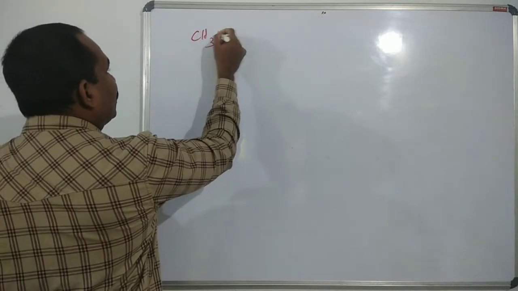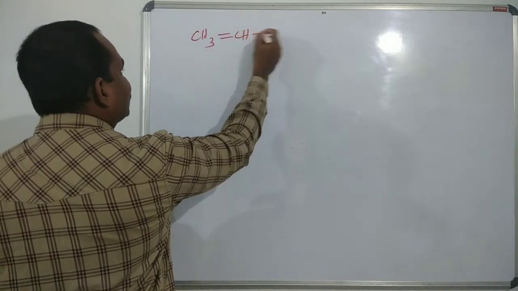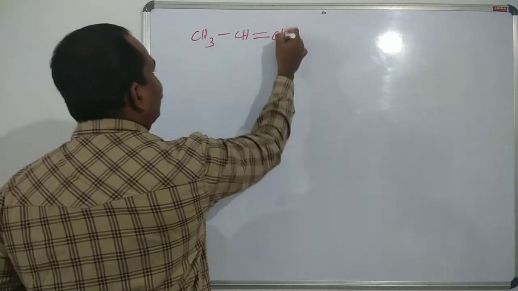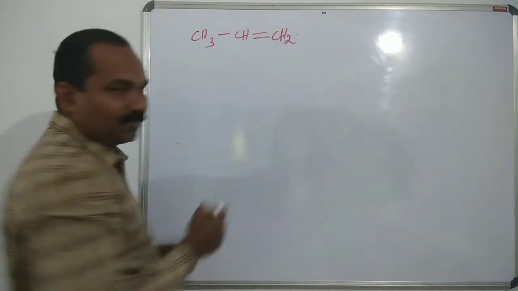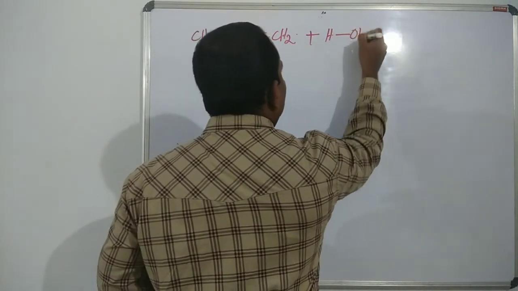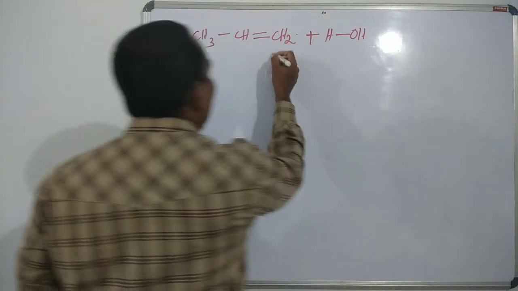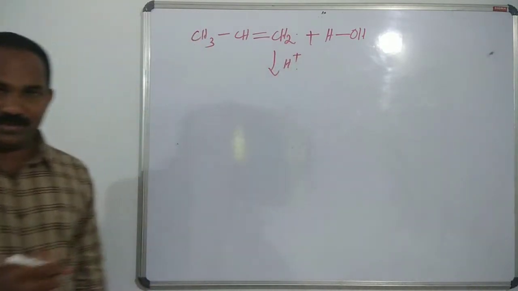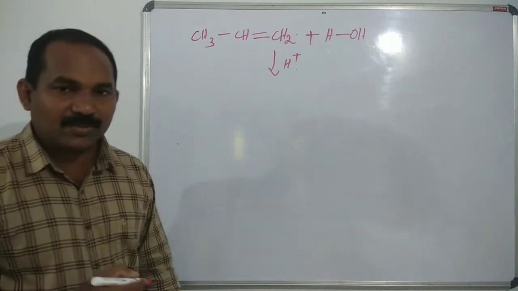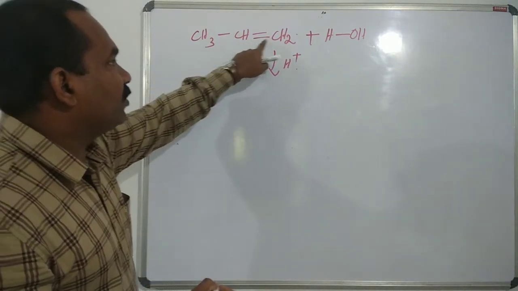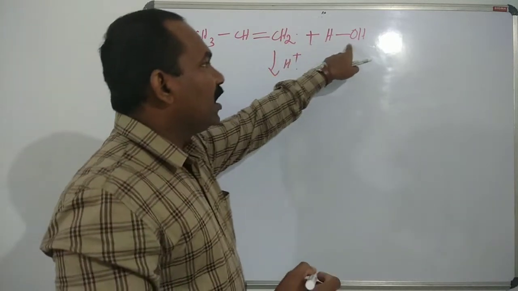CH3 CH double bond CH2 plus water, HOH, and it is also according to the Markovnikov addition. Okay, according to the Markovnikov addition, CH3 CH double bond CH2 plus H2O.